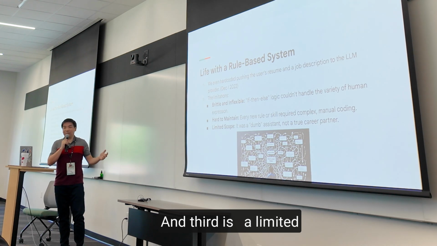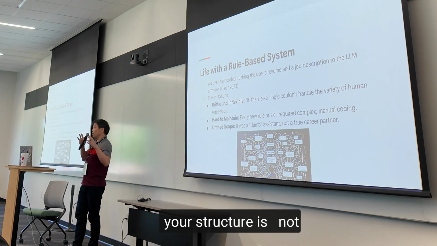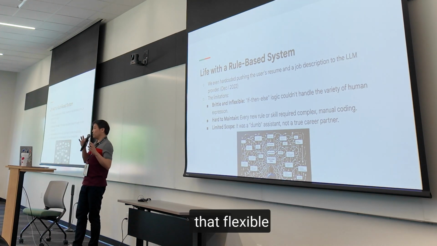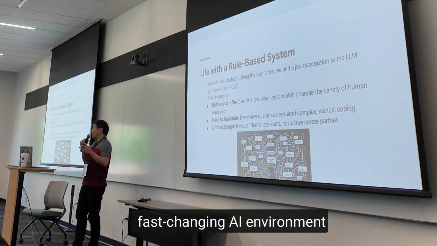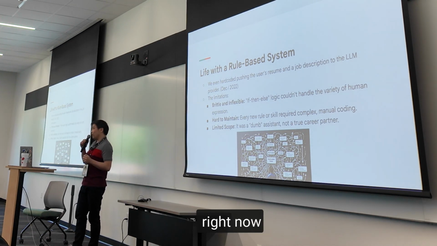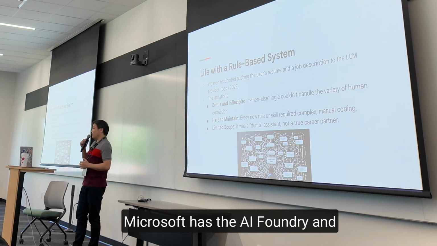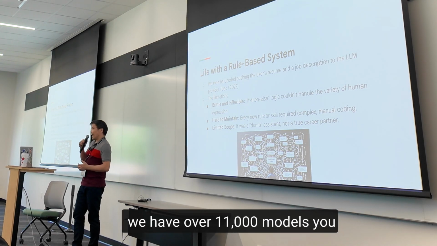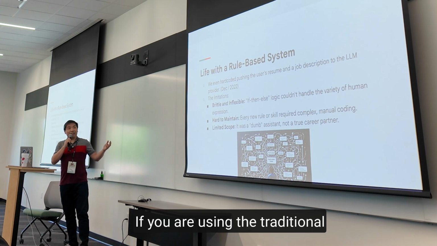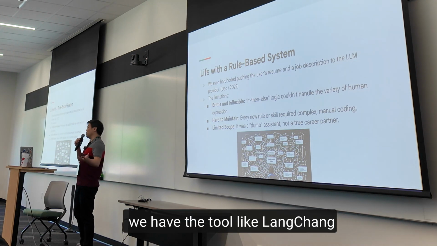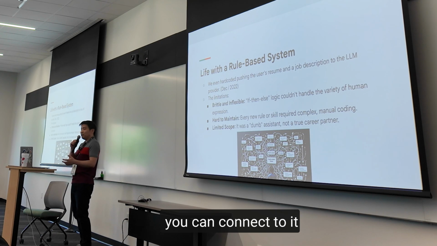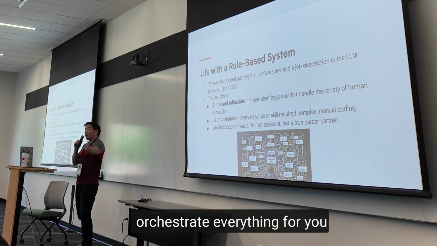And third is basically a limited scope. Your structure is not that flexible. You cannot easily adapt to the fast-changing AI environment. For example, right now Microsoft has AI Foundry, and we have over 11,000 models you can use. If you are using the traditional rule-based approach, it's really hard. You need to code everything. Of course, we have tools like LangChain you can connect to, but you still need someone to orchestrate everything for you.